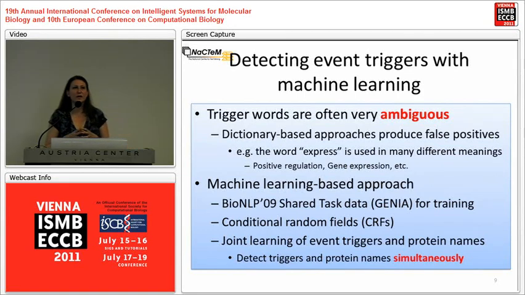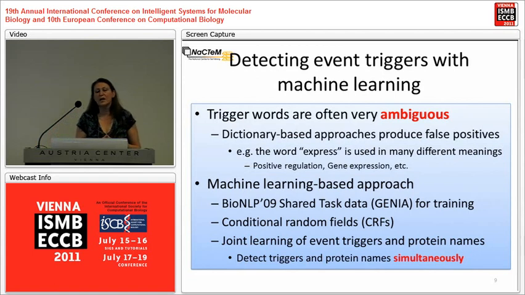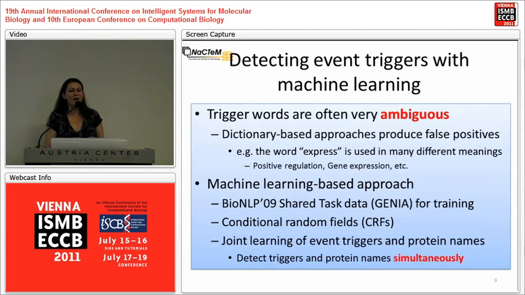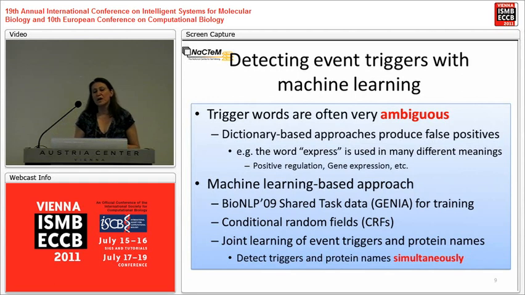And is it easy? One can say, okay, let's produce a dictionary, and based on a dictionary we can use verbs and nominalizations, nouns, as triggers. But the problem with dictionary-based approaches is that very often they produce false positives.